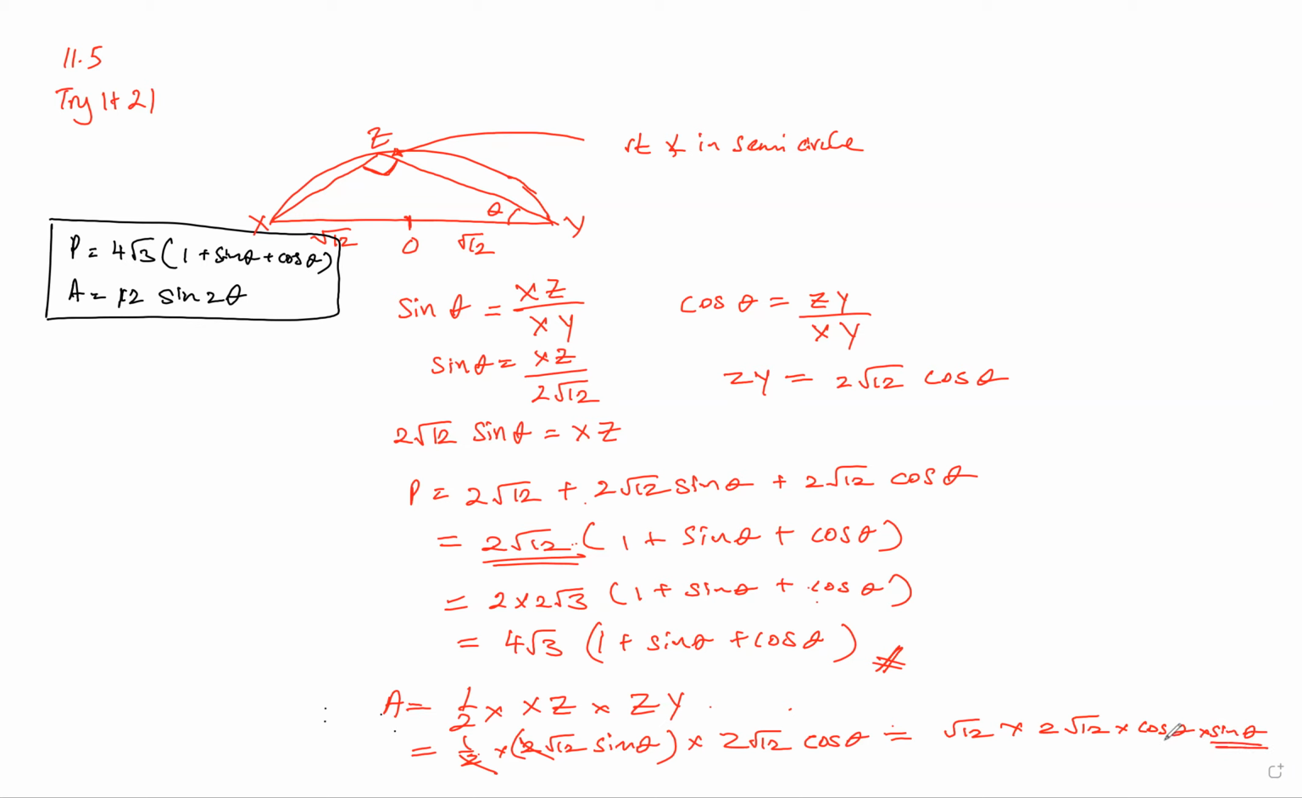So if I take this and take this, square root 12 times square root 12 is what? 12, right? And then I'm left with 2 sine theta cosine theta. So the final answer will be 12 sine 2 theta. This is for area.